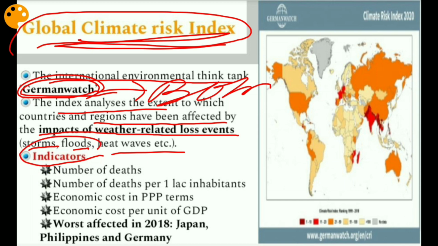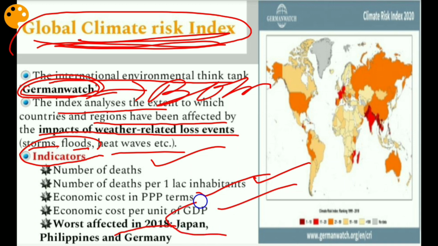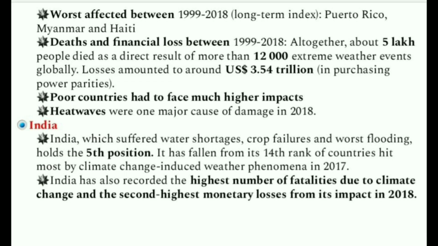What are the indicators of this Global Climate Risk Index? Number of deaths per 1 lakh inhabitants, economic cost in PPP terms, economic cost per unit of GDP. Worst affected in 2018 were Japan, Philippines and Germany. Remember this. The worst affected between 1999 to 2018, as per the long-term index that has been released, were Puerto Rico, Myanmar, and Haiti.